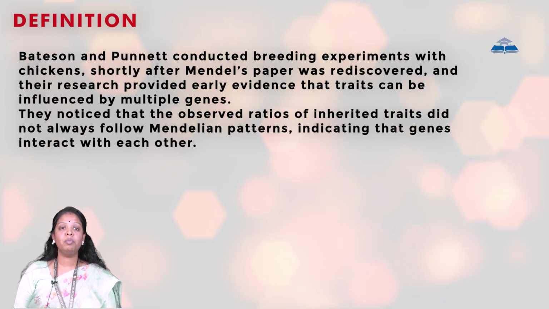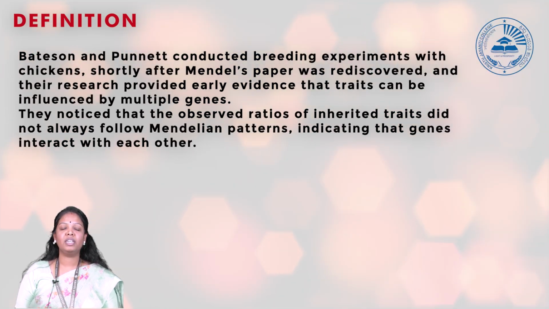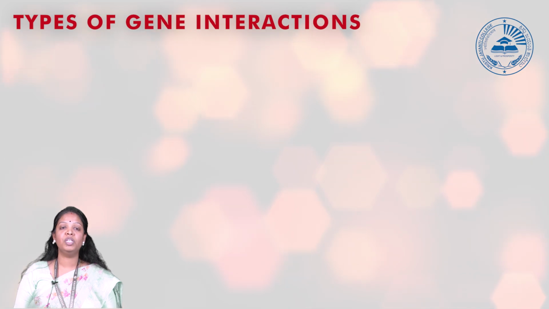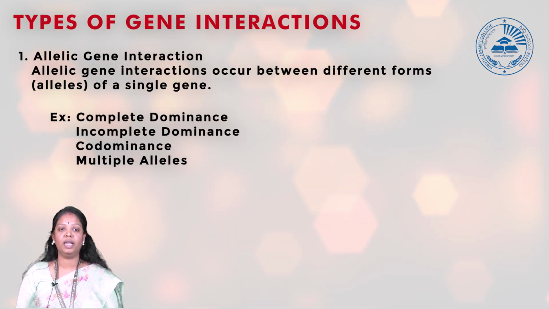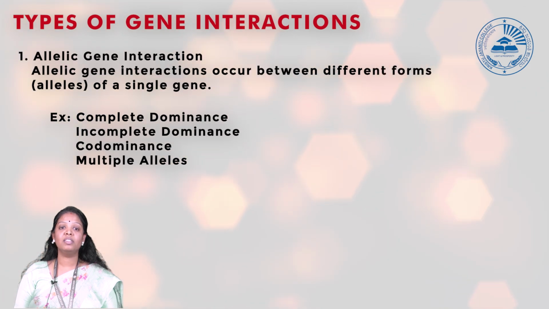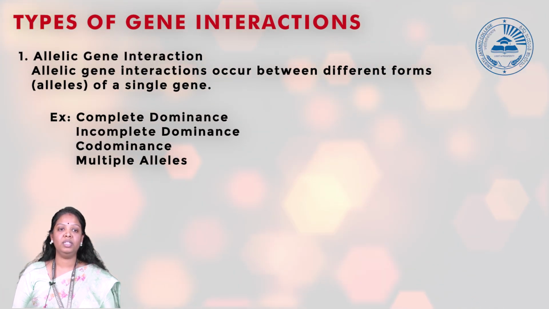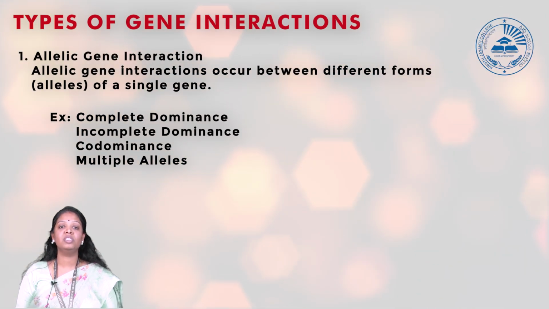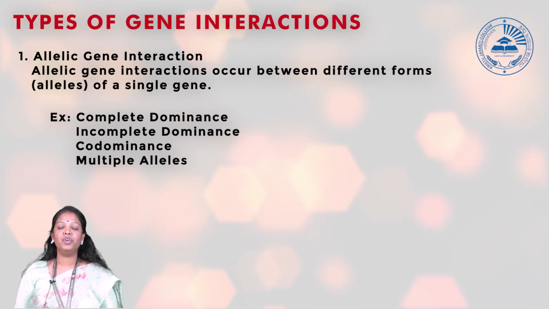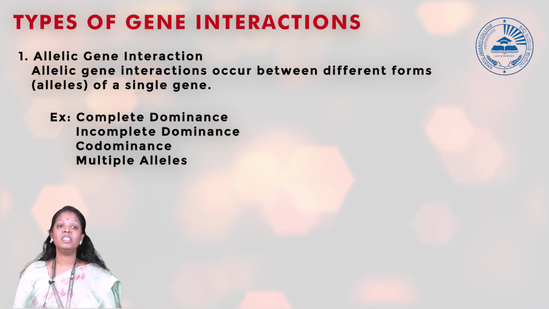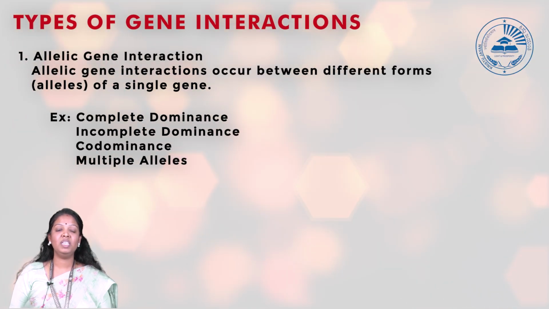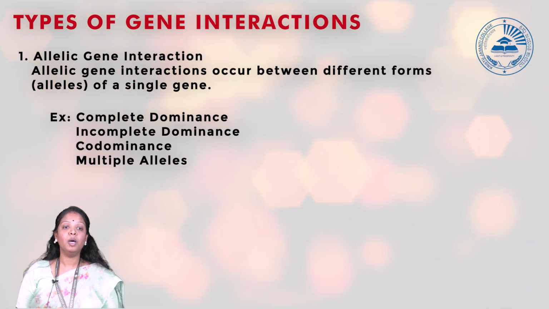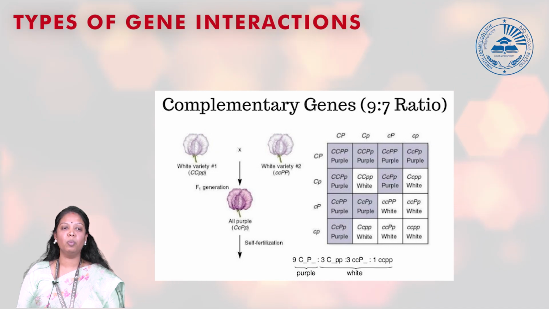When we discuss gene interaction, it takes place in 2 different ways. One is allelic gene interaction and another one is non-allelic gene interaction. So what exactly are allelic and non-allelic gene interaction? Allelic gene interactions occur between different forms of alleles on a single chromosome. These can be seen in different cases like complete dominance, incomplete dominance, co-dominance and multiple alleles.